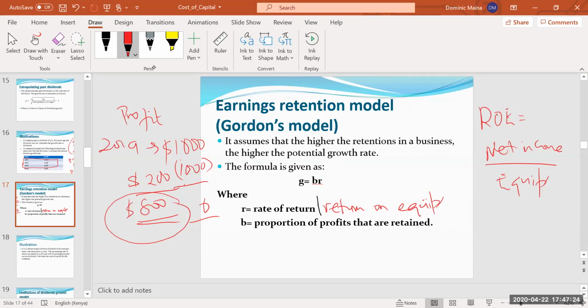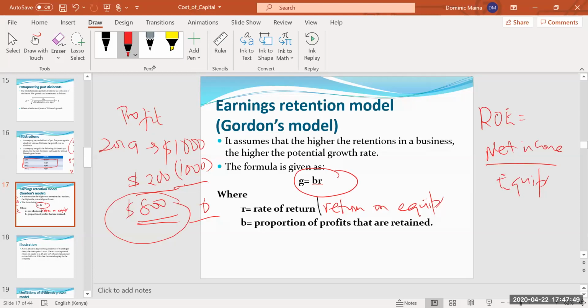That is referred to as the Gordon's approximation method. There are two variables that influence the growth in the dividend: we have the retention ratio, and we have the return on equity. Those are the two variables that have a key impact on the future potential growth in dividend.